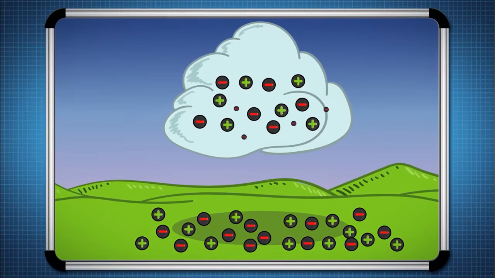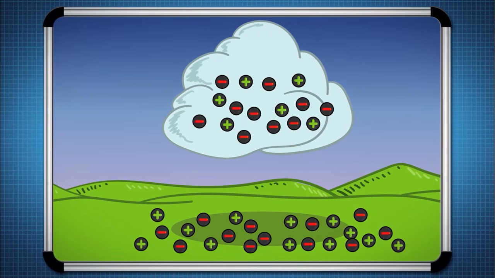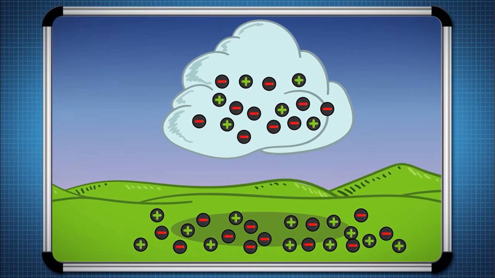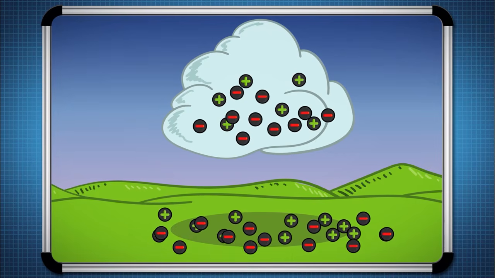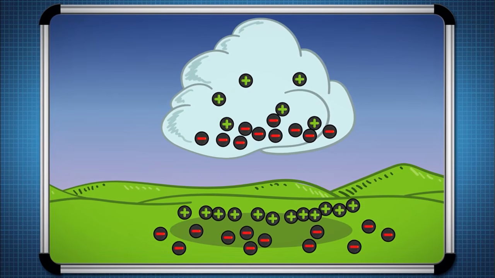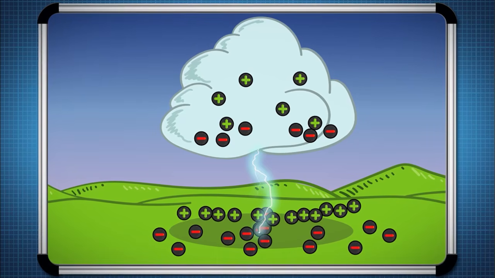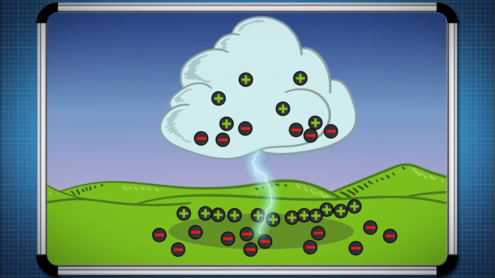The cloud develops a negative charge when water molecules start bumping into each other. A lightning bolt happens when the negative charge in the cloud gets so big, the attraction to the positive charge in the ground gets strong enough that the electrons can make the jump all the way from the cloud to the ground, and you get lightning.